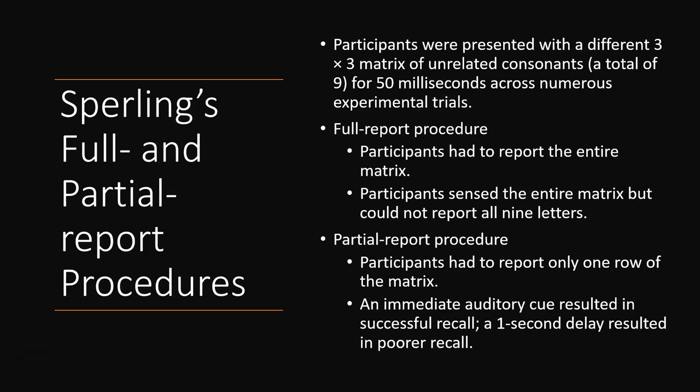In the partial report procedure, participants only had to report one row at a time. And they could do this by cue. So say middle row, they can give that. Top row, they can give that. Bottom row, they can give that. Because it's still in the memory trace and they can go to it before it fades.